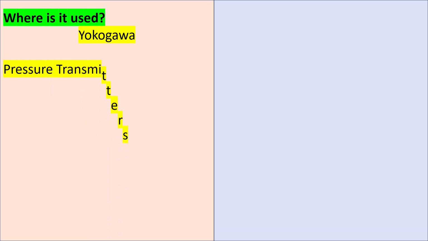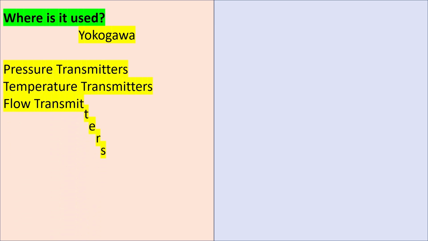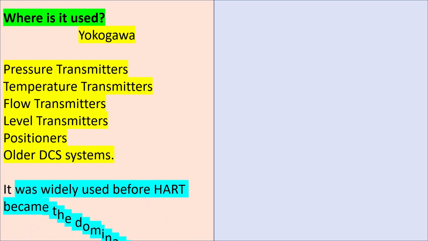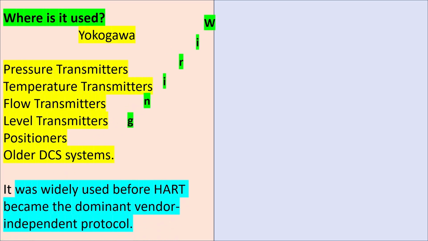Where is it used? Yokogawa pressure transmitters, temperature transmitters, flow transmitters, level transmitters, positioners, older DCS systems. It was widely used before HART became the dominant vendor-independent protocol.